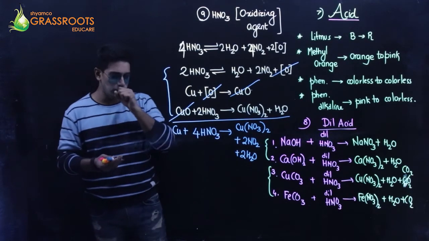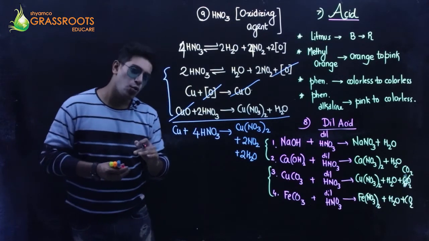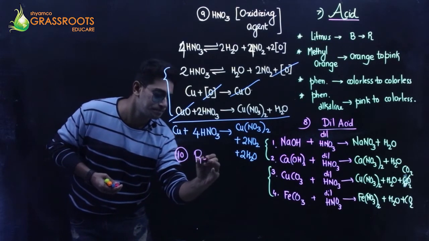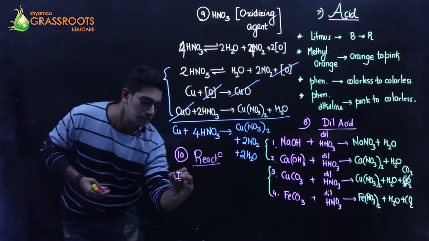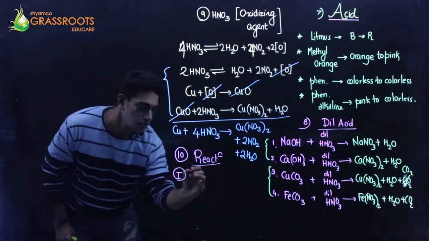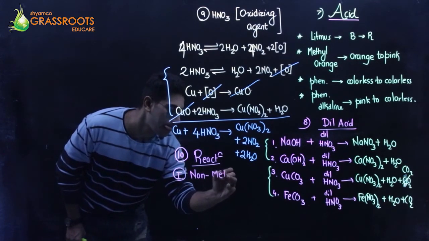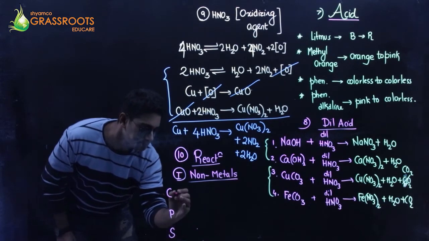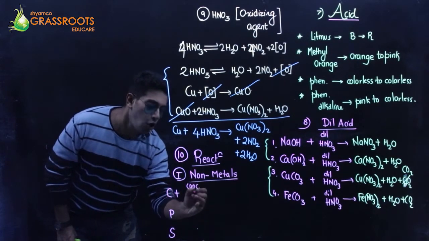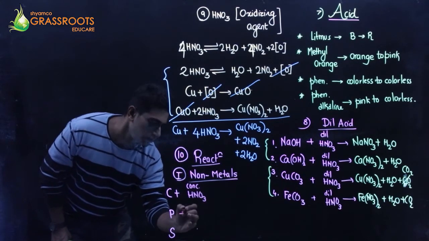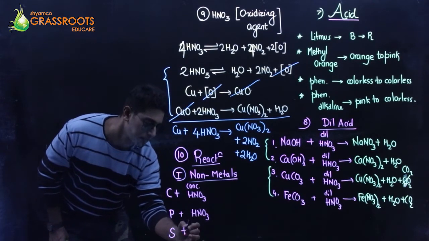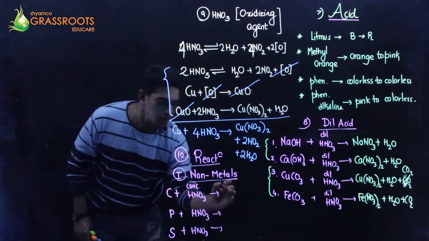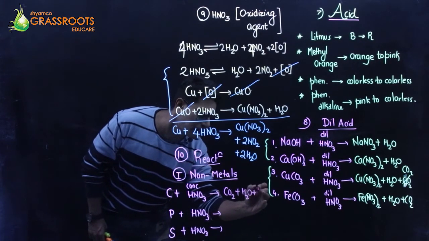Alright, now talking about a few reactions with concentrated nitric acid. So my 10th answer is all about the reactions now. The first part, reactions with non-metals. With non-metals, I can say carbon, phosphorus and sulfur. These all react with hot conc nitric acid, hot conc HNO3. It forms carbon dioxide plus water plus nitrogen dioxide.